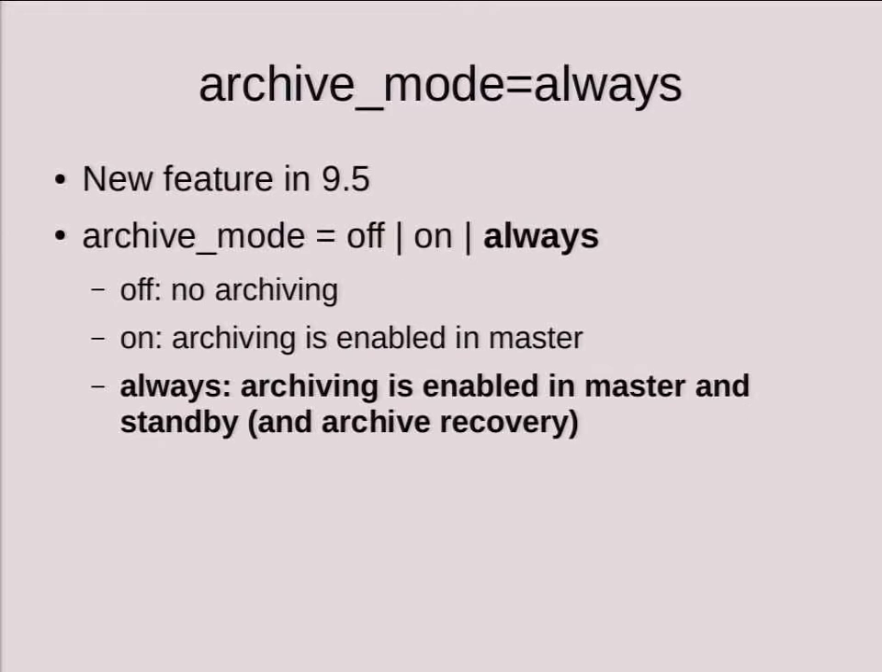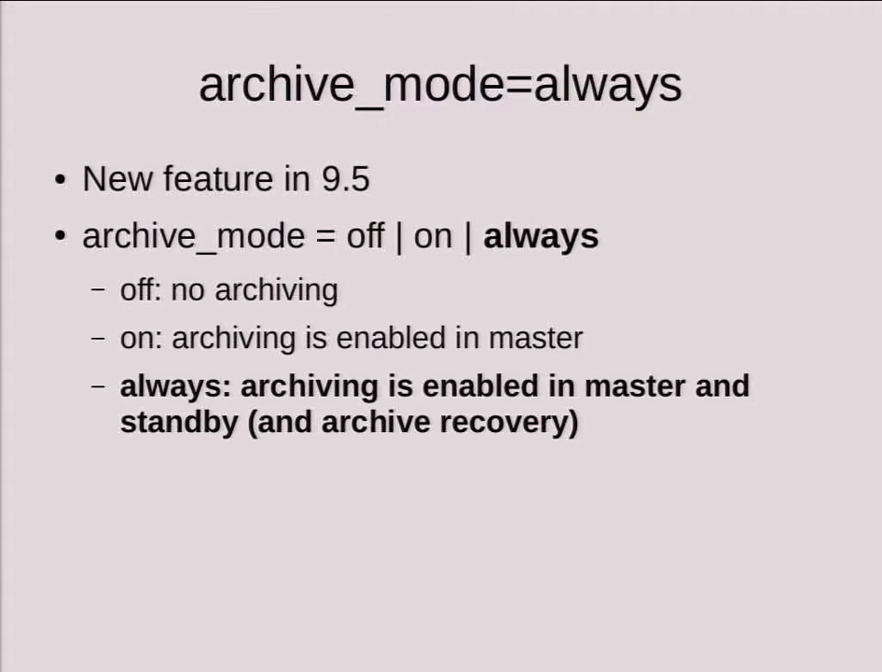So, in part two of my presentation, I'm going to talk about a new feature in 9.5. It's called archive_mode always. In previous releases, you could set archive mode to on or off. And now there's a third option. It's like a three-state Boolean. It's off, on, or always, which means that it's also on in a standby server.